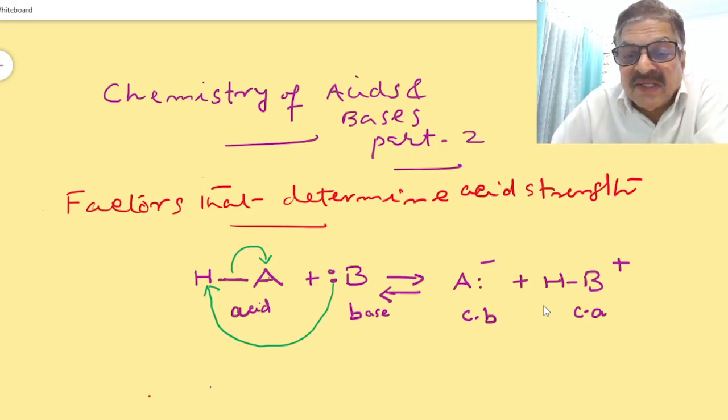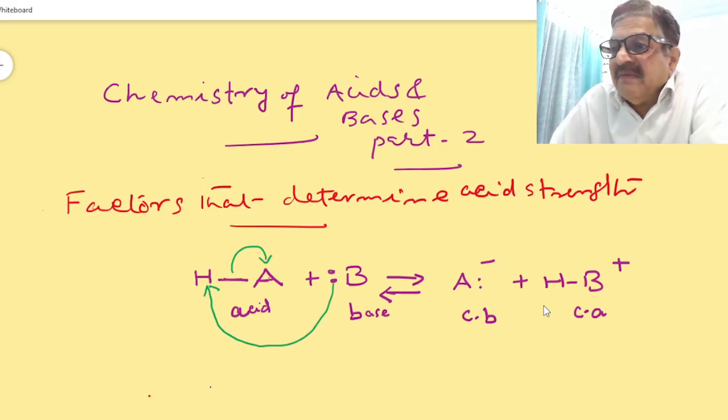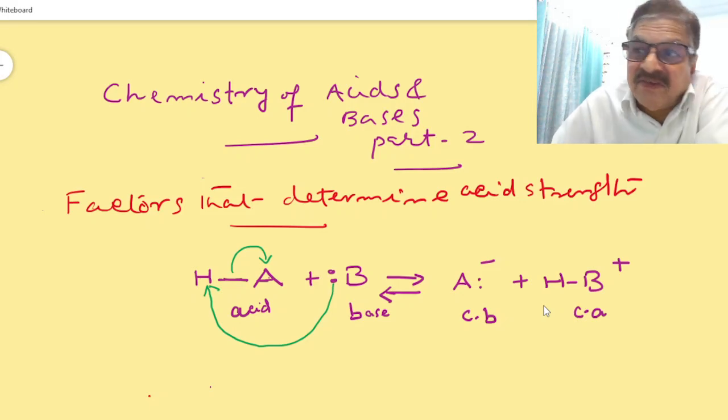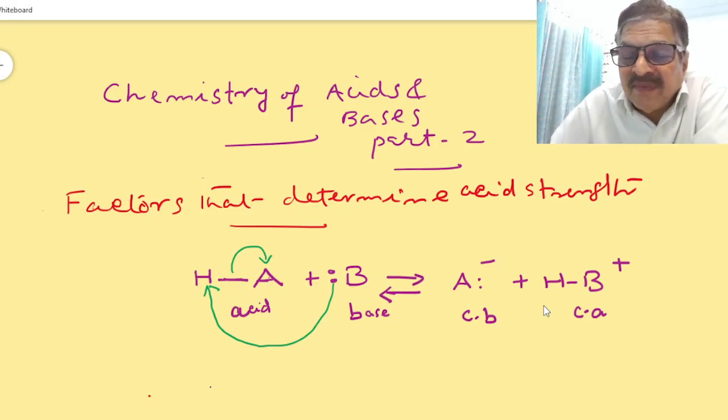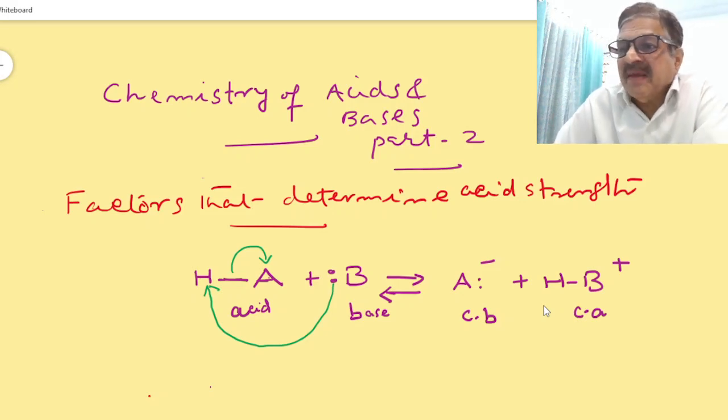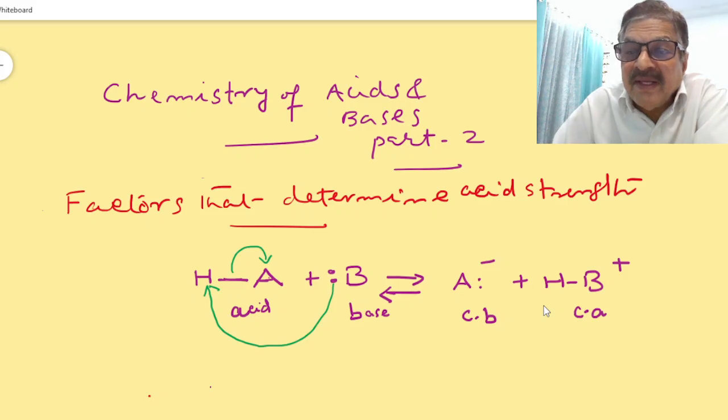That means there is no further reaction. The conjugate base is stabilized, which means the reverse reaction does not take place. Therefore, the acid will be very strong. Therefore, any factor that stabilizes the conjugate base A minus makes the acid HA more acidic. The more stable the conjugate base, the more the equilibrium is shifted towards the conjugate base.